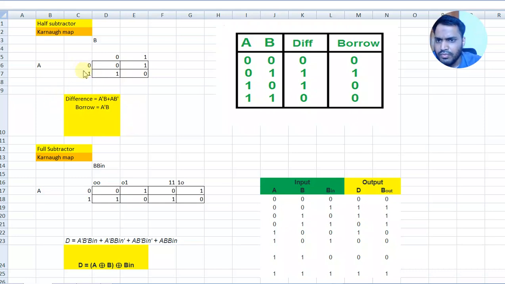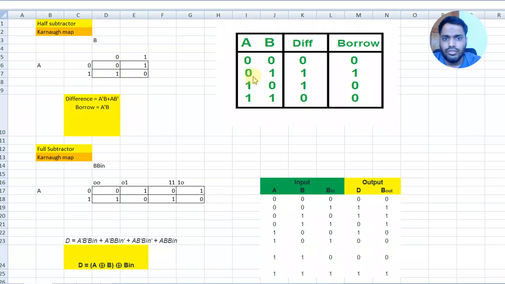So we have A and B. So we have 0 and 1 as the input, and for B we have 0 and 1 as the input. So now by seeing this truth table, this is called the truth table, you have to map out wherever there is 1. For now, we are writing the K map for this difference only. So in the difference, like how I explained, what is the difference?